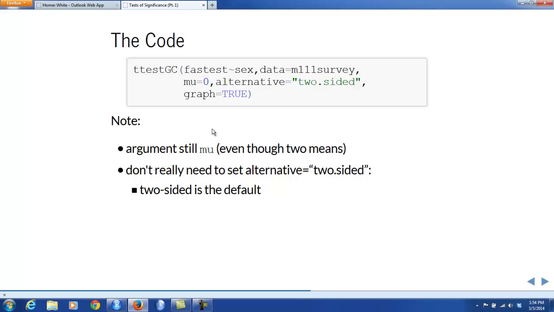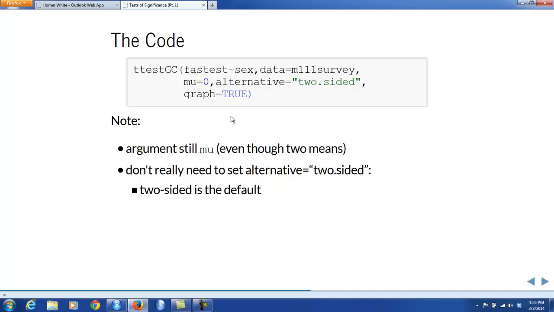So the code is very similar to that for confidence intervals, except that we add the argument mu equals 0. Notice that the argument is still called mu, even though we are dealing with the difference between two population means. Again, the alternative is specified as two-sided, but you don't really have to specify it if you're planning to do a two-sided test. That's the default value for the alternative argument, so you could leave it out.